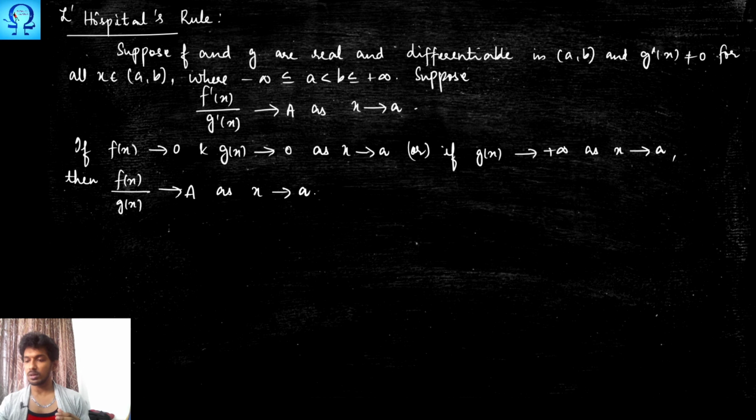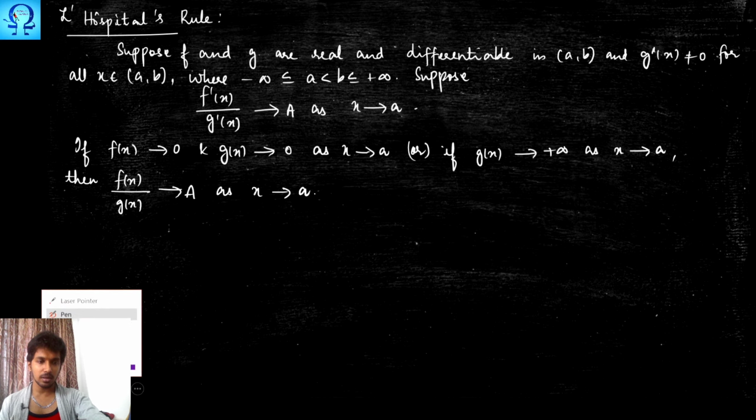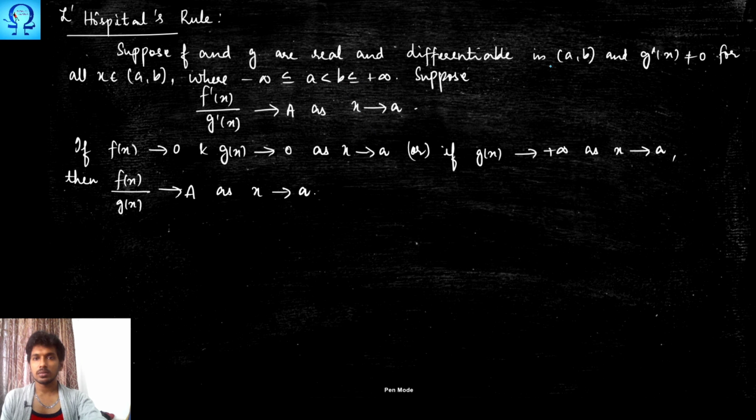Here we have two differentiable real valued functions in a particular interval (a, b). The derivative of g, that is the denominator that we have, is not vanishing at any point. And this a and b can be anything in the extended real line with only one condition, that a has to be smaller than b. a can be equal to minus infinity and b can be equal to plus infinity.